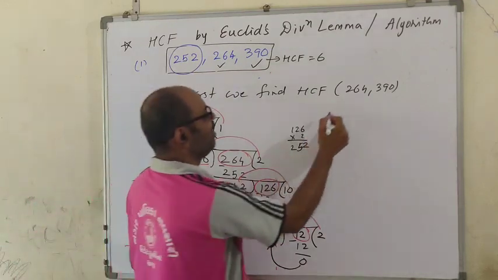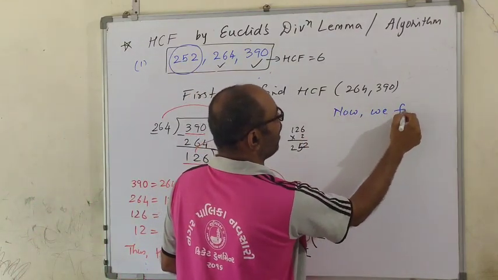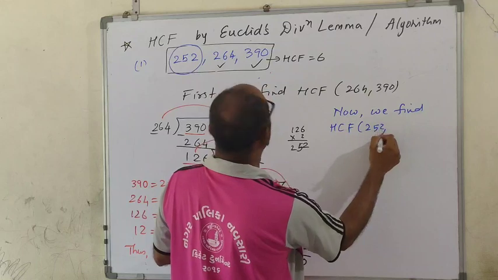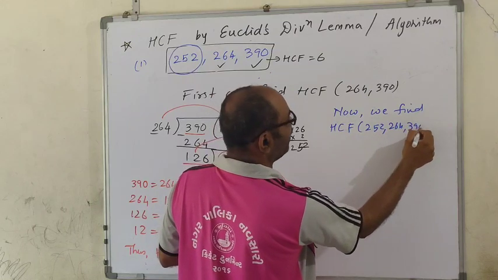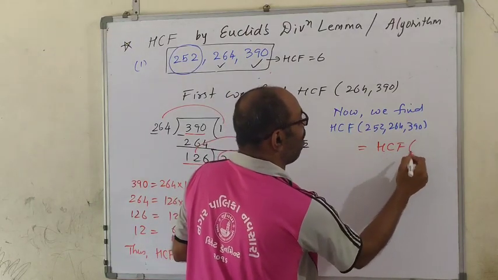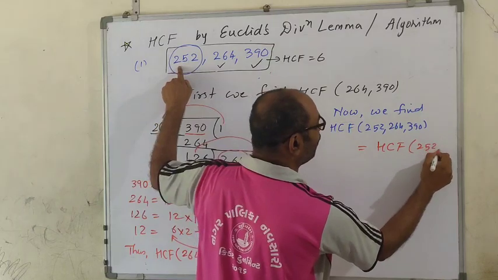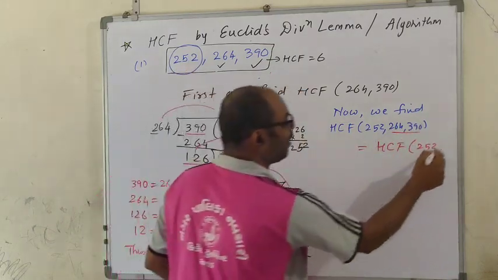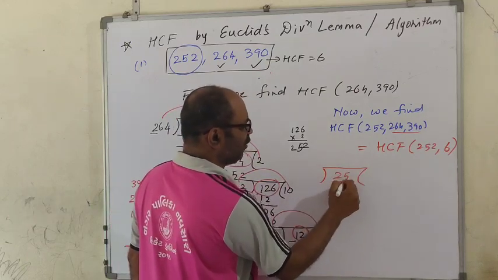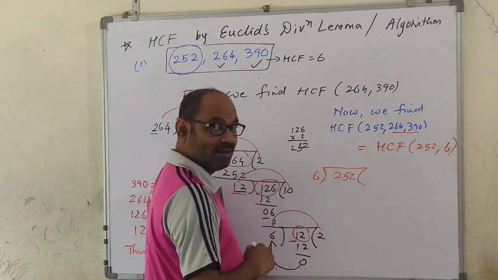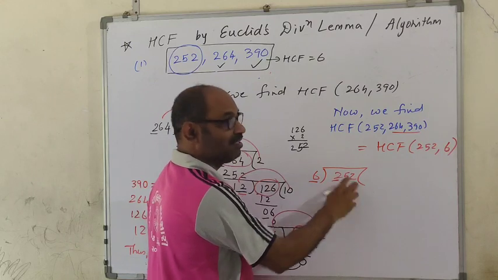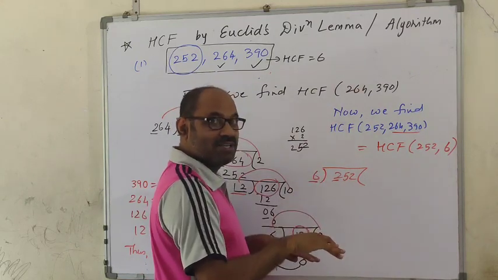So I'll write here. Now we find HCF of all three numbers 252, 264, 390, which is equal to HCF of the left number 252 and HCF of these two numbers which we got, 6. Are you getting me? So let's find out. 252 is the larger number and 6 is the smaller number. One digit is extra, so normal division will continue here.